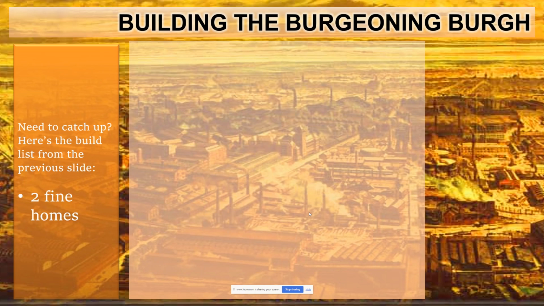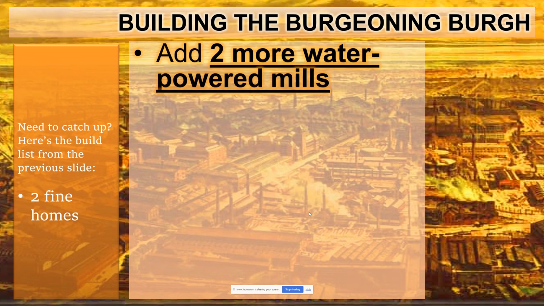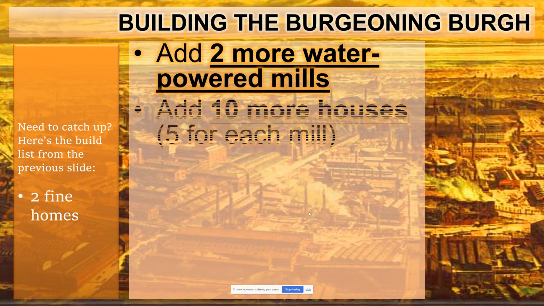Okay, fantastic. Now that these guys are here, they see that this is a system that absolutely works. So go ahead and add two more water-powered mills into your town. Again, these have to be by the rivers. The water-powered mills are on the right-hand side of the boundary, and from there, if you've got two more water-powered mills, that means a whole lot more employees. So you're going to have to add 10 more houses. Yes, that's right, 10 more houses.